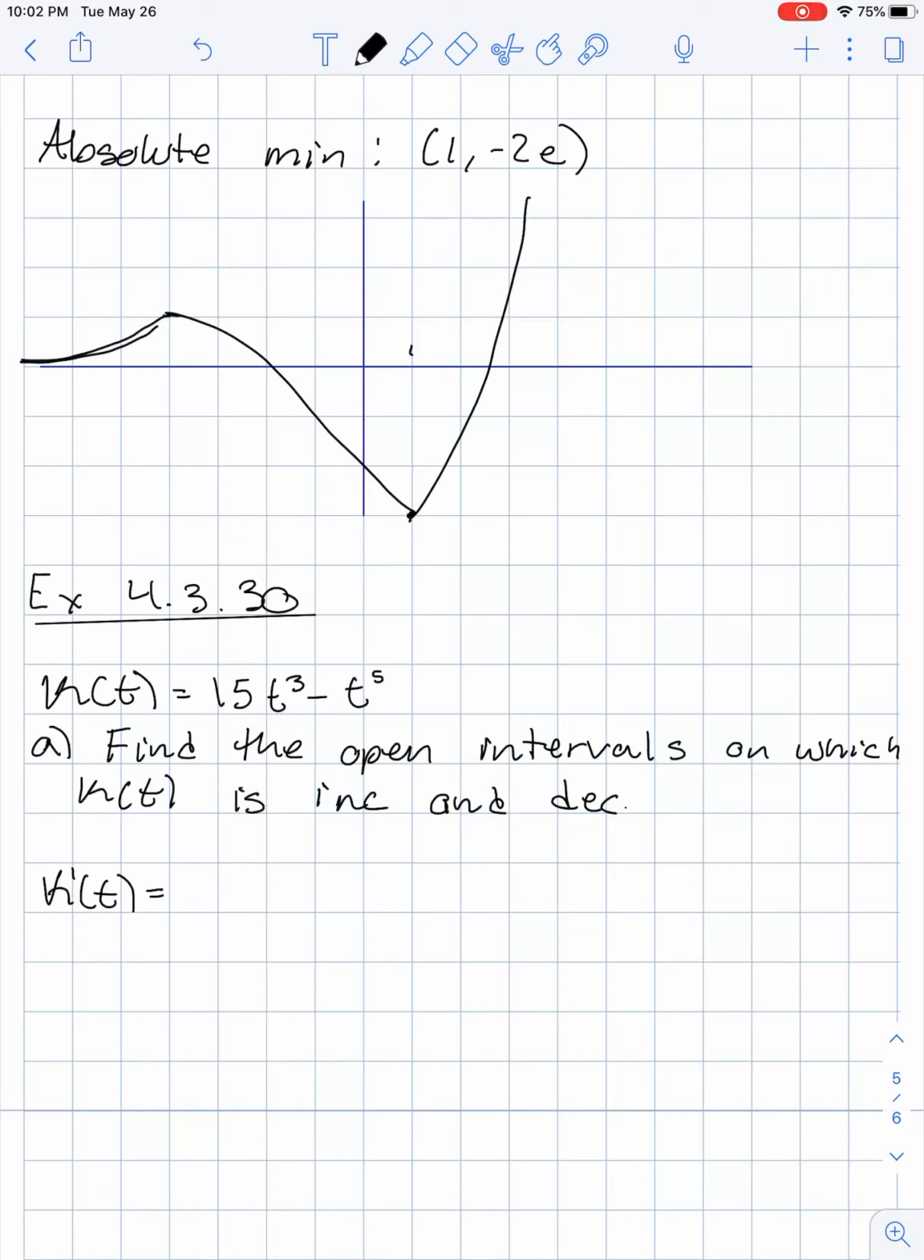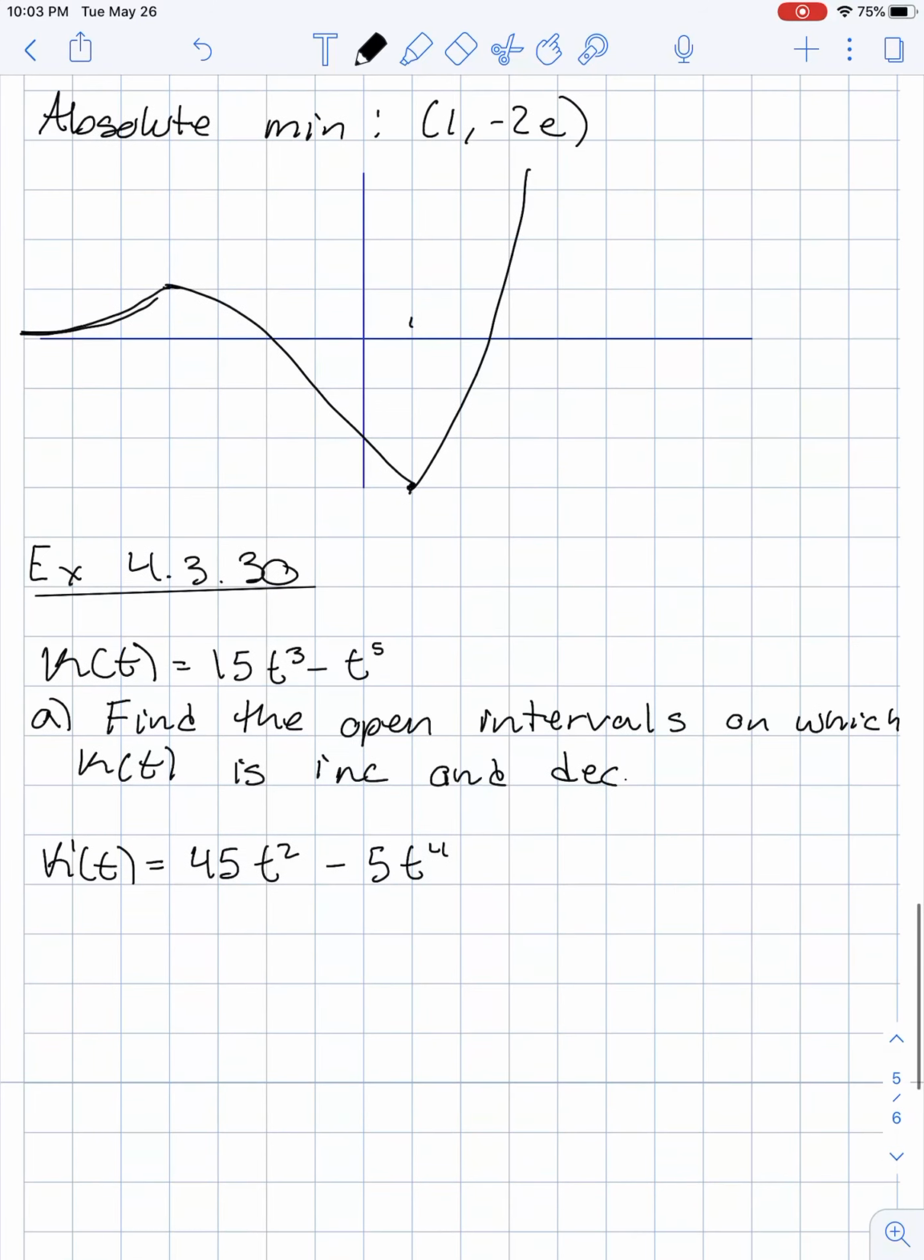Interesting. Okay, cool. So then power rule says this is going to be 45 t squared. I noticed in my notes that when I tried to do this, I missed a number, and so my numbers are all funky. Okay, cool. So 45 t squared minus 5t to the fourth.